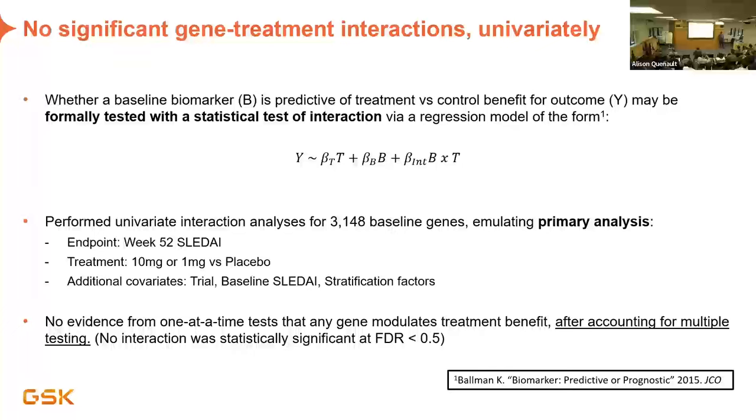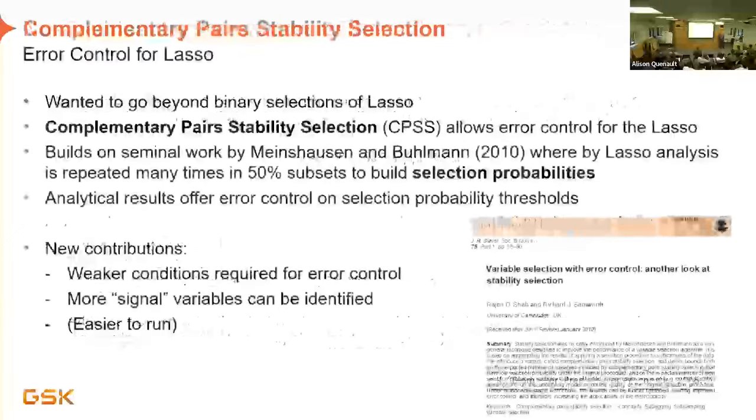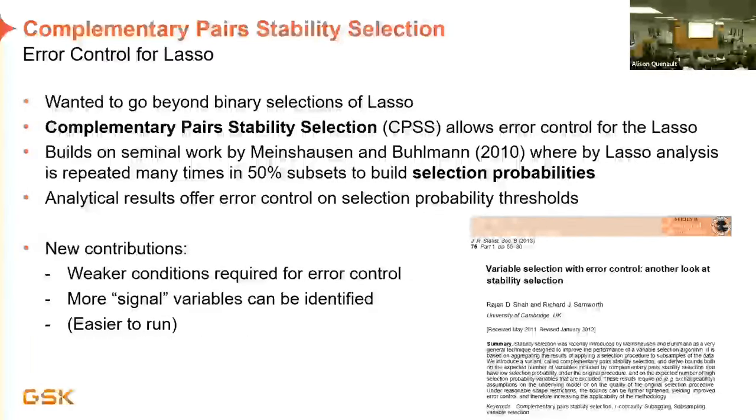The next thing we did: I'm only going to show you today results from modified covariate lasso. We have also run causal forest, but that wasn't really ready to go. The results are actually quite consistent with this, which is interesting and reassuring. As I'm sure you'll all know, lasso gives you a binary selection, variables are in or out. That wasn't going to be very satisfactory for this project, so we combined it with something called complementary pairs stability selection. This builds on a seminal piece of work from 2010.